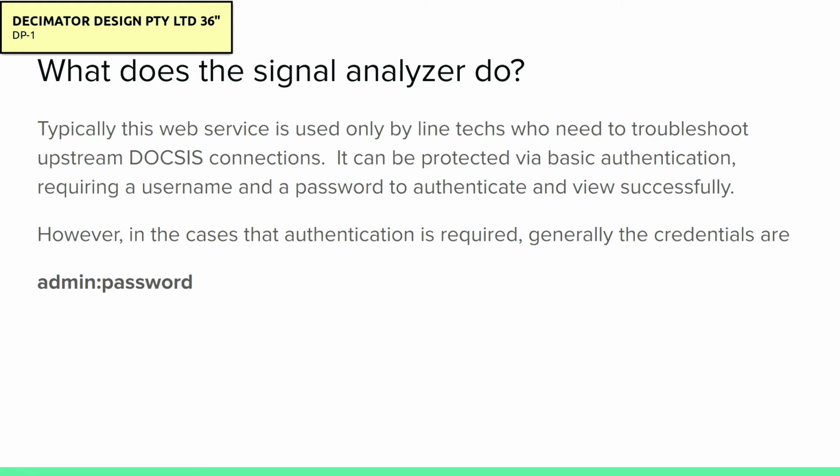What does the signal analyzer do? We kind of went over this. It's usually used by line techs, right? So you have a problem with your cable modem, and the ISP comes out, and they start to troubleshoot it. Well, they can plug directly into the cable modem, and they get an IP address on that 192.168.100 network, and then they can go to the cable modem and see if there's signal coming in over the wire. That's the valid use case for this, right? And everyone can probably agree that is a valid use case.